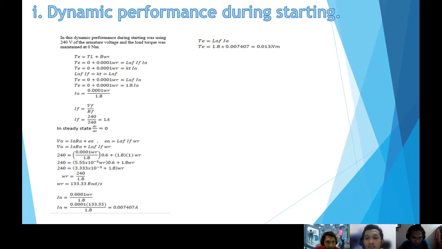Second, VA equals IA RA plus EA. Omega R we get 133.30 rad per second. Okay, IA we get 0.007407 ampere. So TE equals LAF times IA, and we get 0.013 Nm.